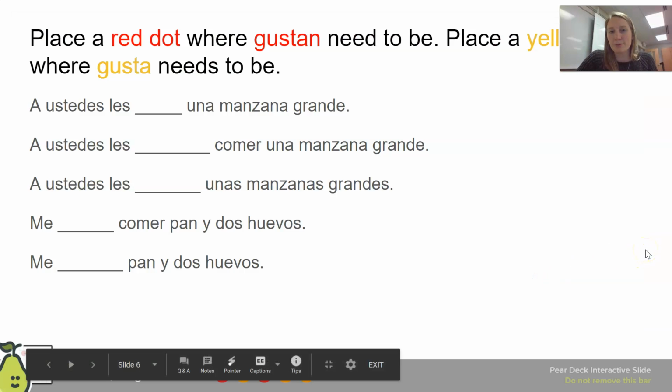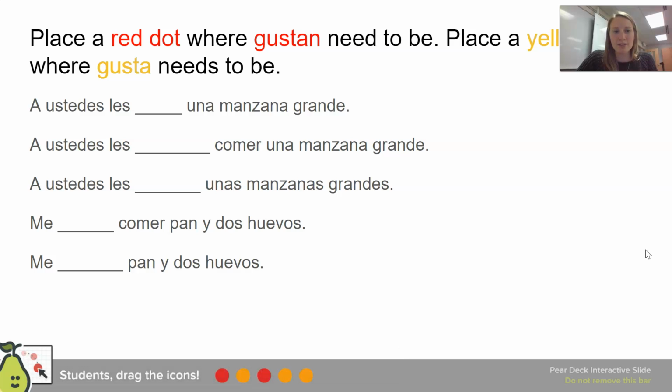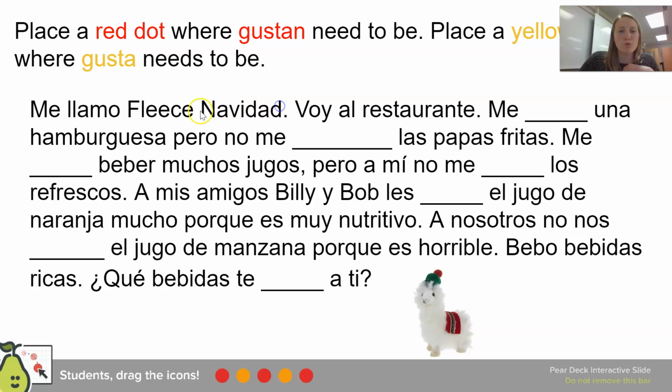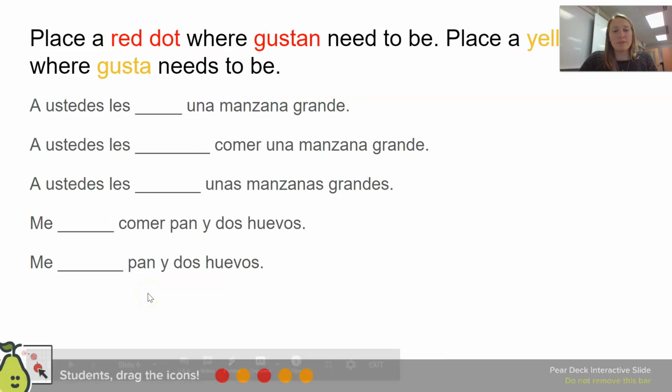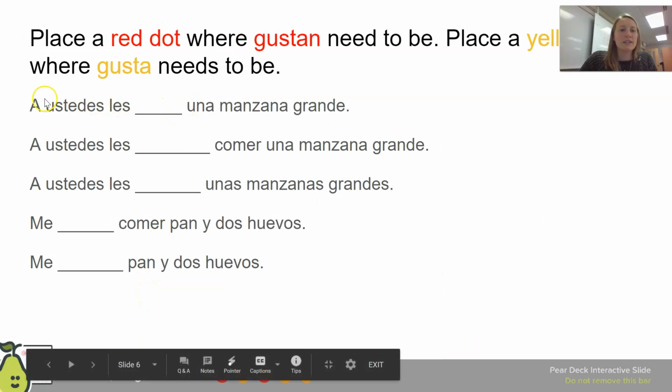So I'm doing Pear Deck with my in-person class, but since this is virtual, we're just going to do this together. So tell me, go ahead and let's think through these. Am I going to fill it with gusta or gustan? A ustedes les blank una manzana grande. Let's think. The thing being liked is singular, una manzana. So that's going to be gusta. Even though the people liking it is plural, we have to put gusta here.